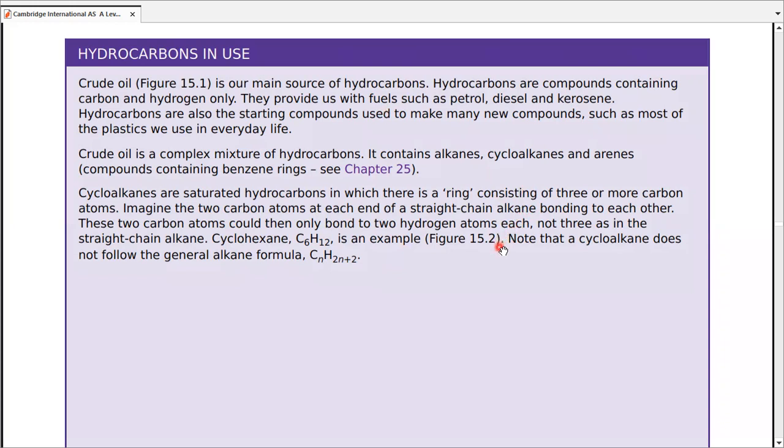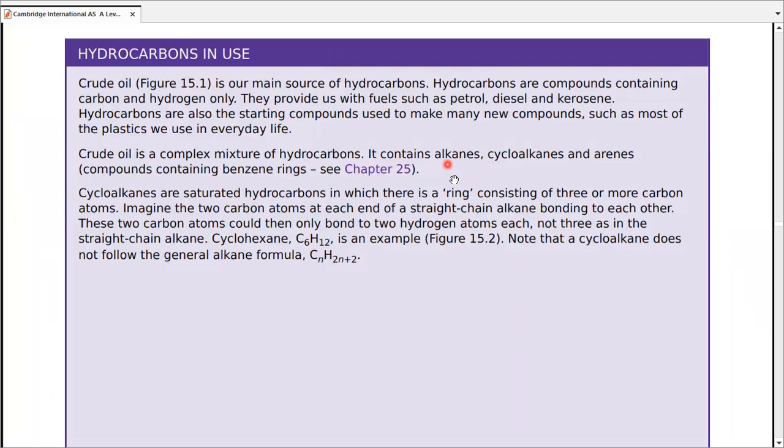Now imagine two carbon atoms at the end of a straight chain alkane bonding to each other. This would make a ring. The ring starts from three carbons. Basically, it forms a triangle. When there are three carbons, it forms a structure like this. When there are four, it forms a structure like this. With five, we form a pentagon. With six, we form a hexagon, a heptagon, octagon, or anything is possible, right?